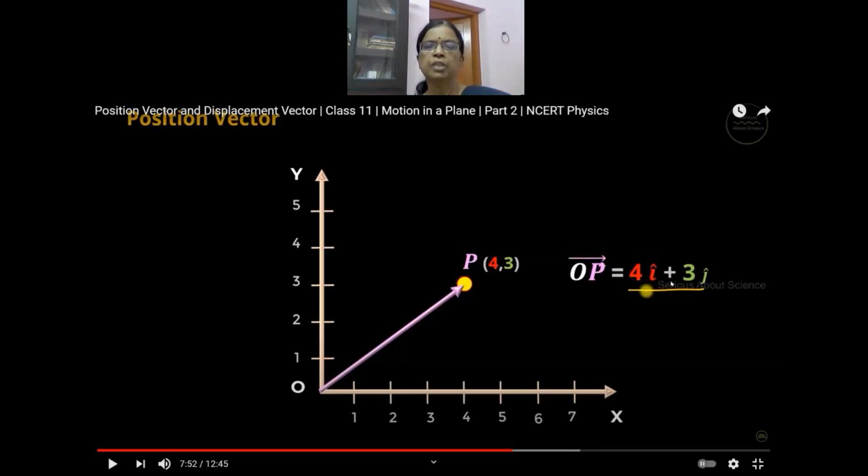This is the position vector. It tells us the position. We can exactly mark its position. Understand? So position vector tells us where it is with respect to the origin. How much far it is from the origin, in which direction it is there. So it gives the location of the body with respect to the origin. Okay. Next is displacement vector.